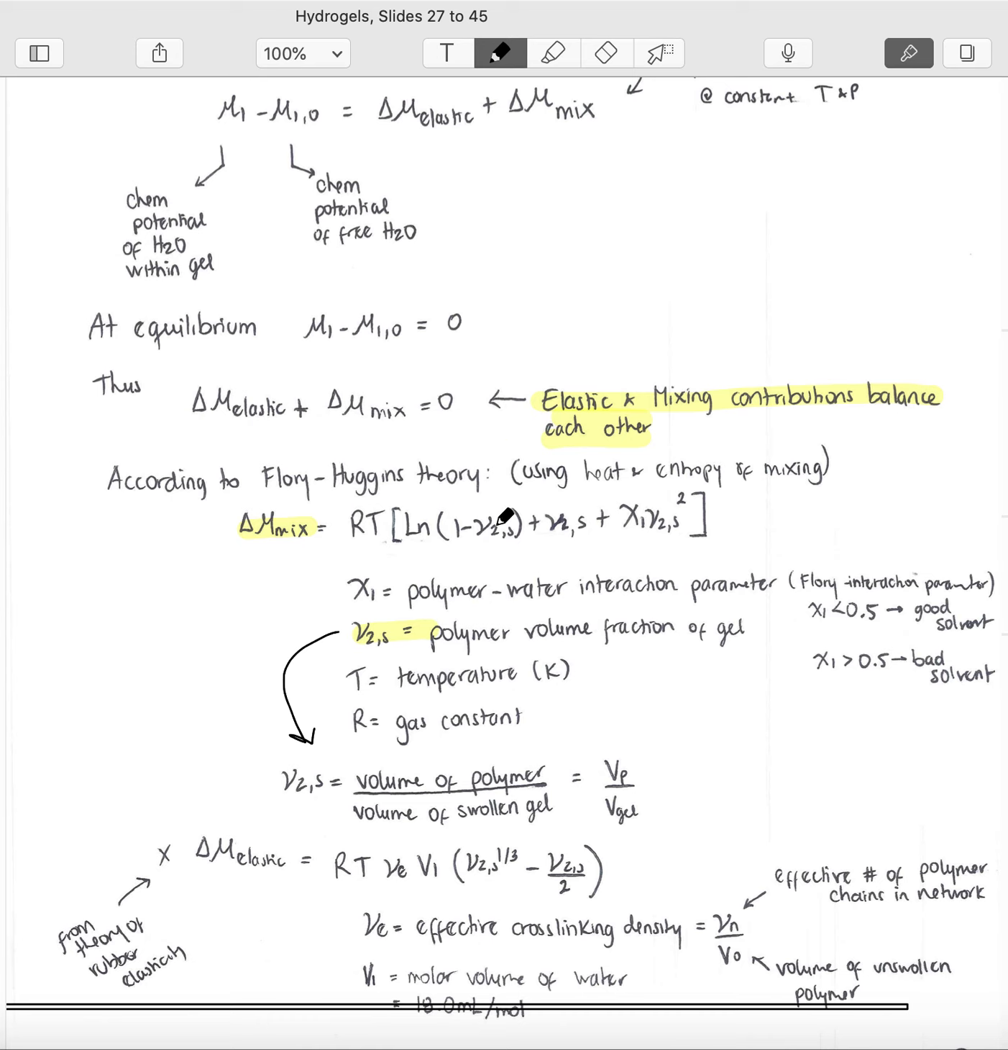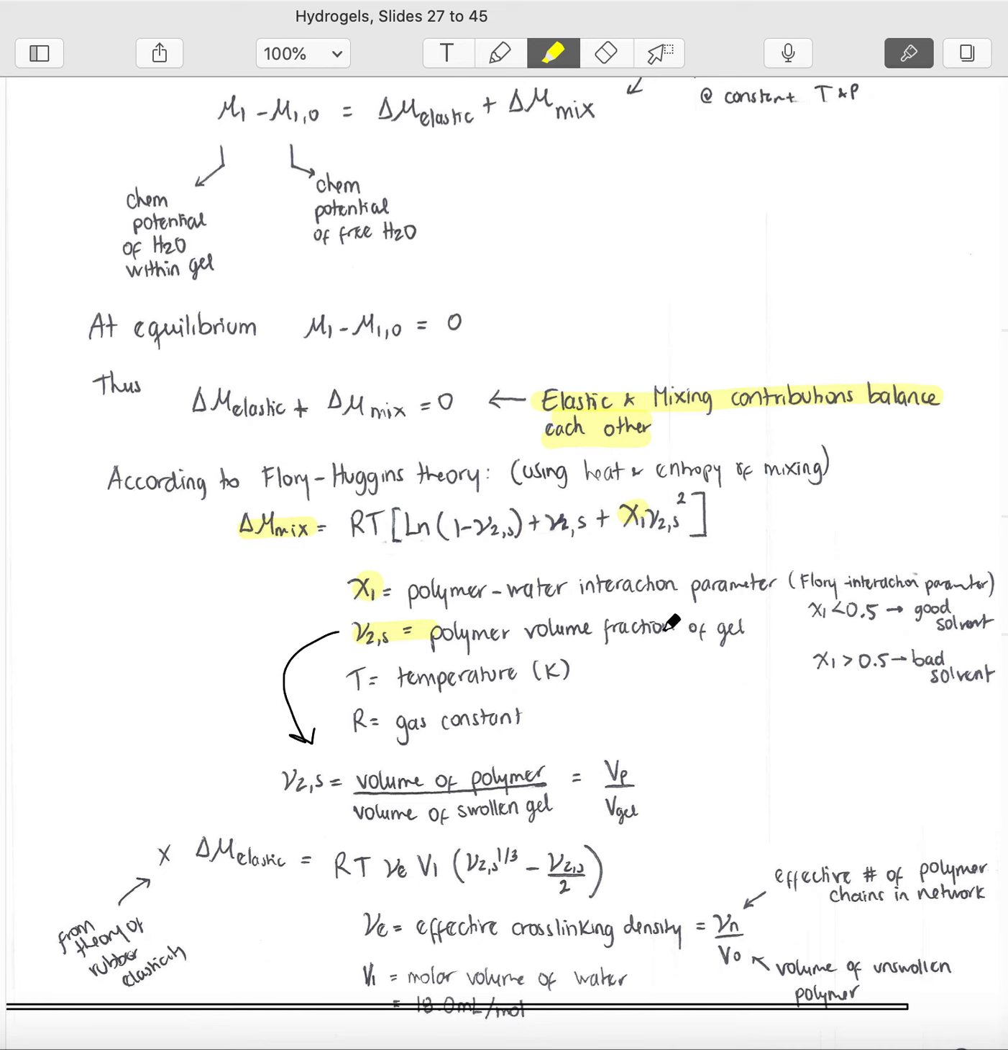If we continue with the equation, we can see that the other parameter that we have is chi 1, which is basically the polymer-water interaction parameter, also known as the Flory interaction parameter. And that one has a value of less than 0.5 if the water is a good solvent for the polymer, or greater than 0.5 if it is a bad solvent for the polymer.